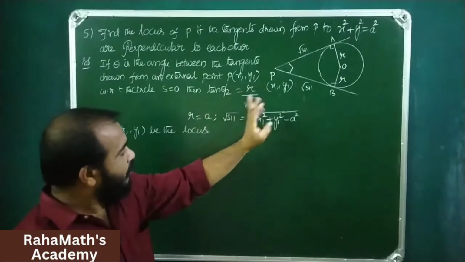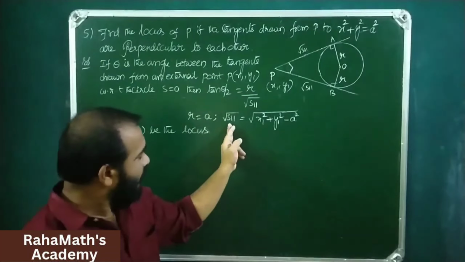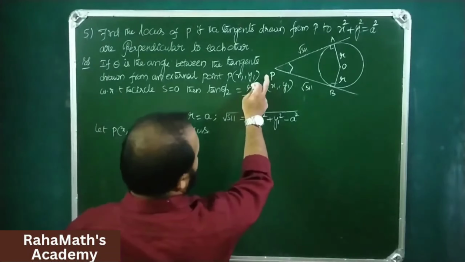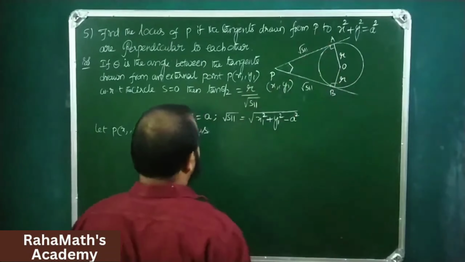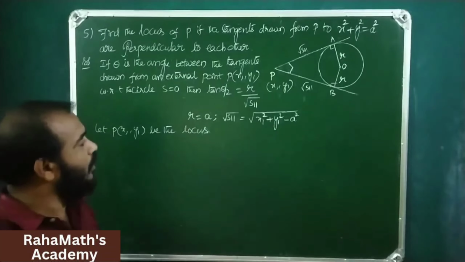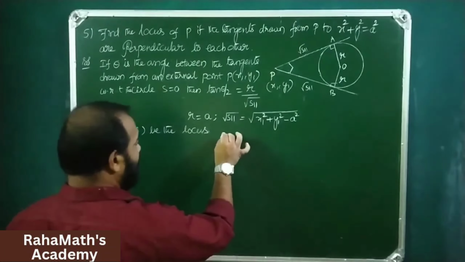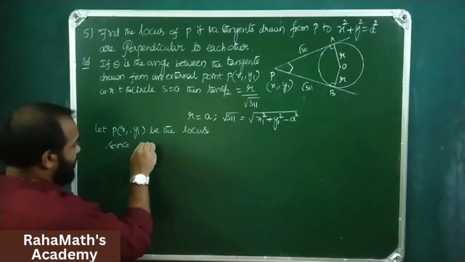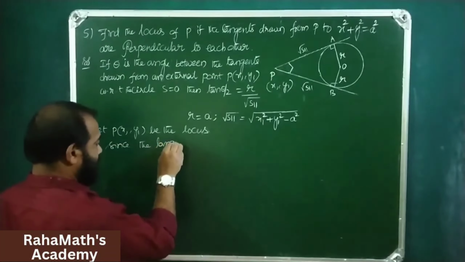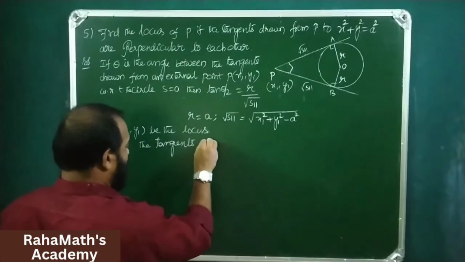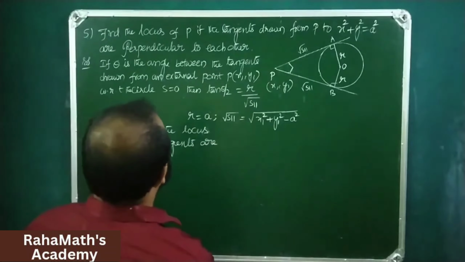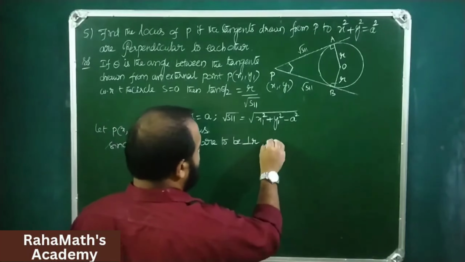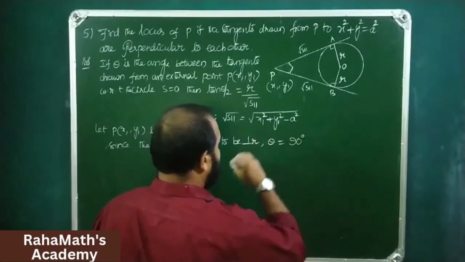then tan(theta/2) equals r by root S11, where r equals a, and root S11 is root of x1 square plus y1 square minus a square, the length of the tangent drawn from P(x1, y1) to the circle. So P(x1, y1) is the locus. Given that, since the tangents are to be perpendicular, theta is equal to 90 degrees.